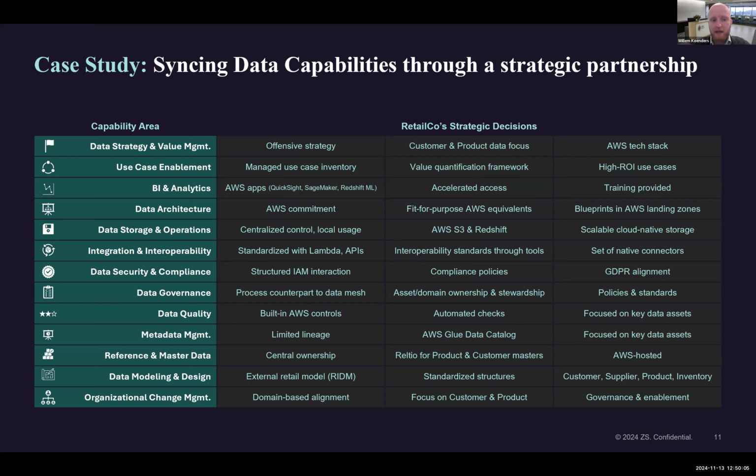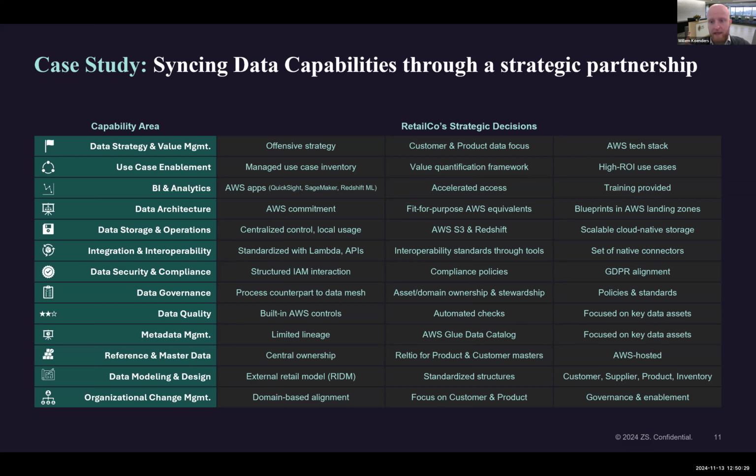At a data strategy level, the highest level, it was offensive here as well. The retail company wasn't really concerned, if at all, with any sort of compliance from a regulatory perspective. They focused really on customer and product data domains. That was the other part of the data strategy. Not all data everywhere, but really those two domains, which if we get right, they felt a lot of other stuff will follow. So those were the big decisions they made.